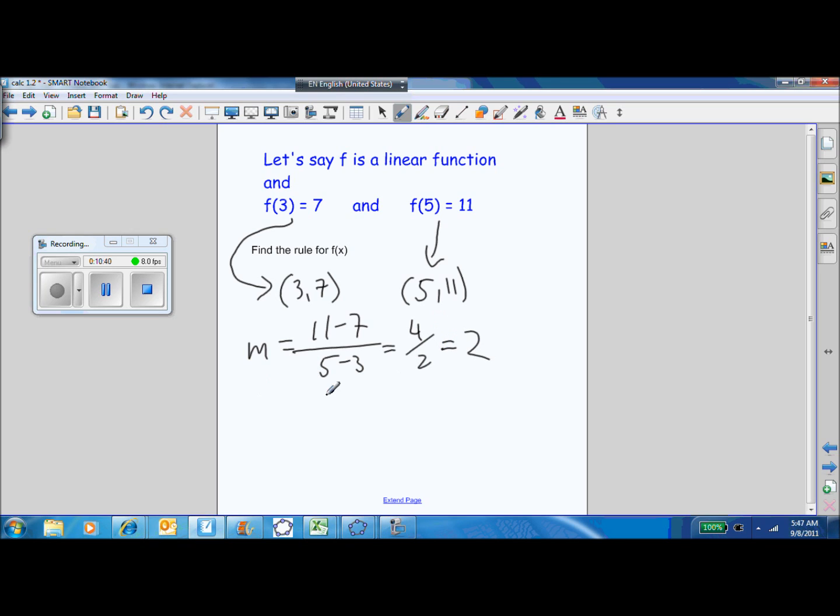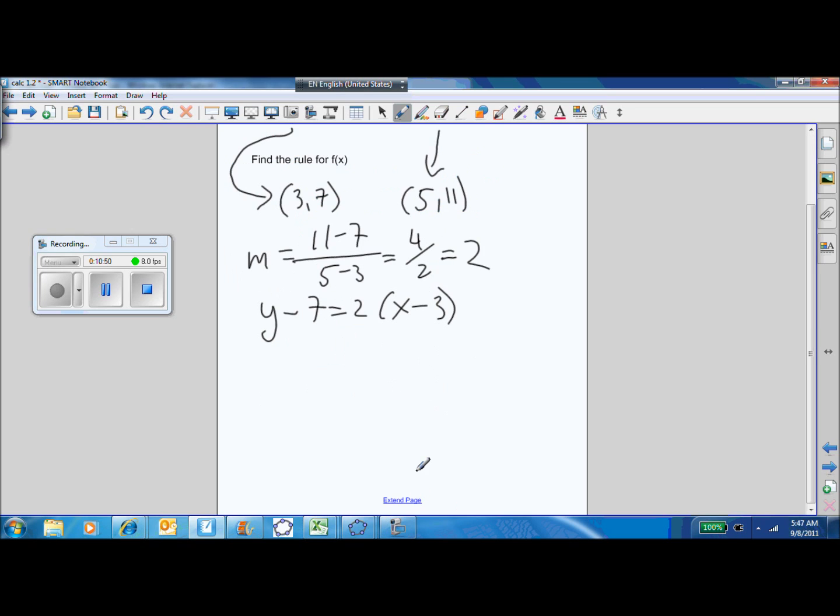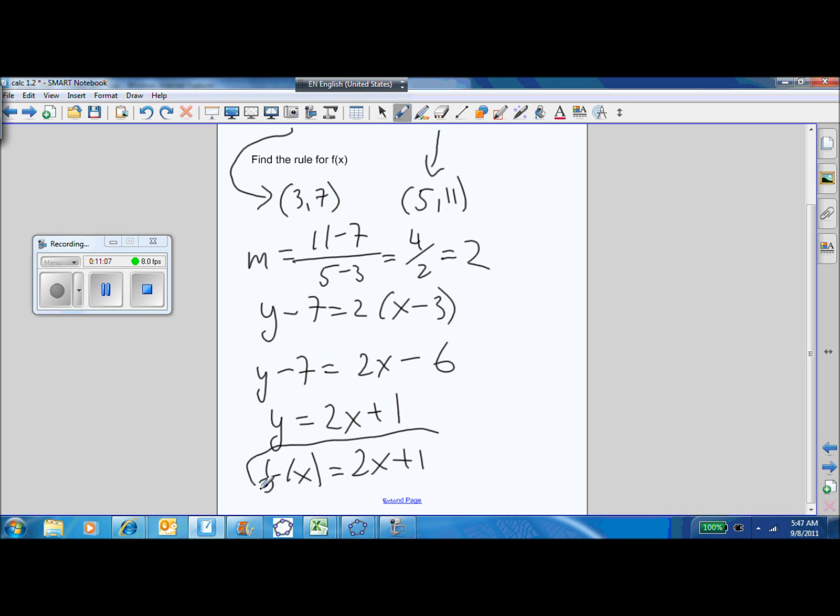And you can come up with the equation, at least in point slope form. y minus 7 equals 2 times x minus 3. There's one point where I'm not going to let you just get by with point slope form because we want the f of x notation. So it's y minus 7 equals 2x minus 6. So y equals 2x plus 1. And so we have f of x equals 2x plus 1 for a final answer for the functional notation of the line.